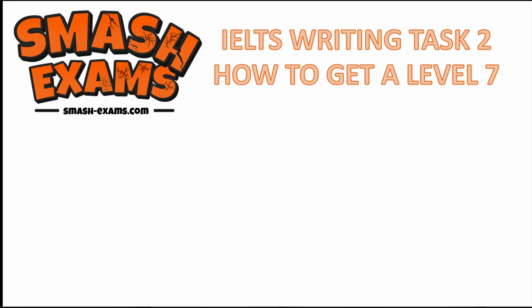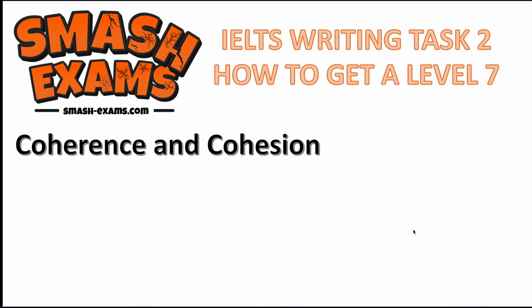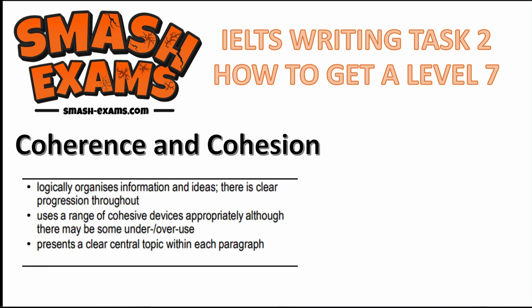Welcome to Smash Exams, and in this video we're going to be looking at the IELTS Writing Task 2 rubric, how to get a level 7. Specifically, we're going to be looking at the coherence and cohesion part, which is as follows.